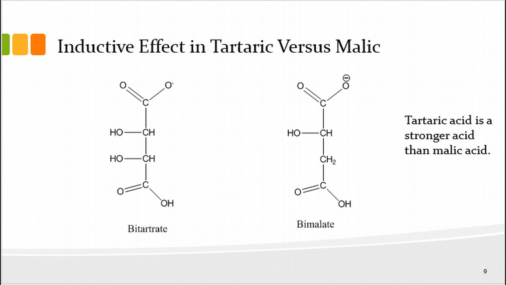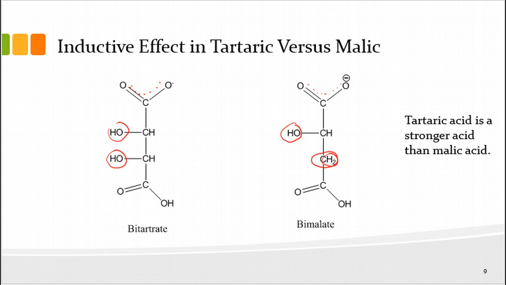What about malic and tartaric? Well, look at those two structures. Bitartrate on the left, bimalate on the right. This negative charge here is distributed across this whole area. Likewise at the top. Likewise for bimalate. Look at the corresponding structures. Tartaric acid has an oxygen here. So does malate. Tartaric acid also has an oxygen down here, where malate only has hydrogens at that position.